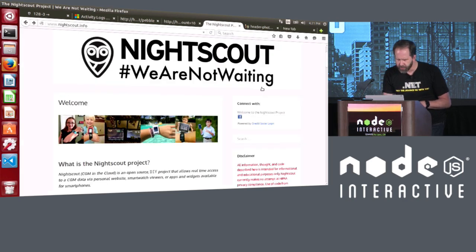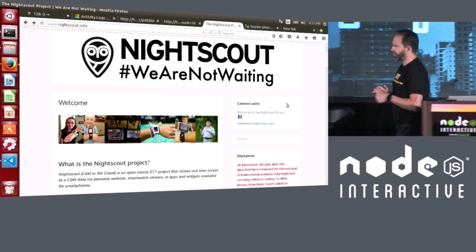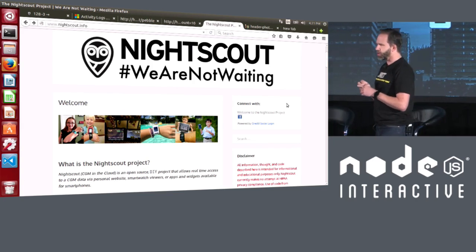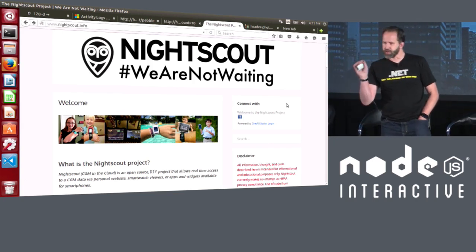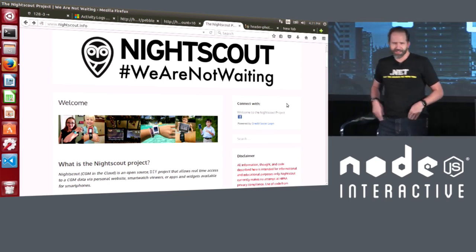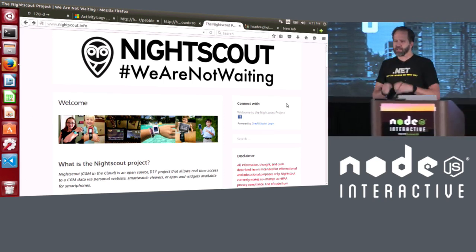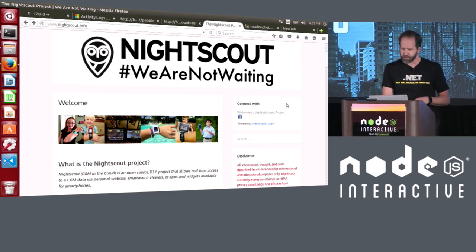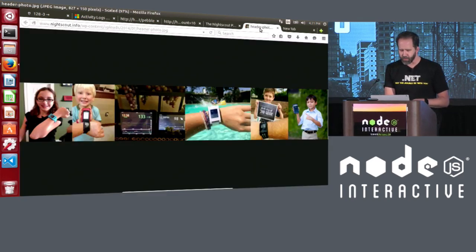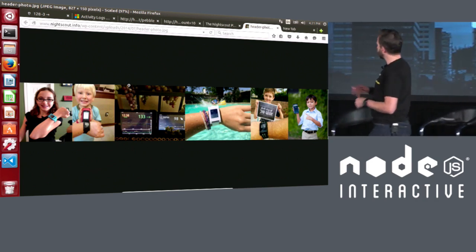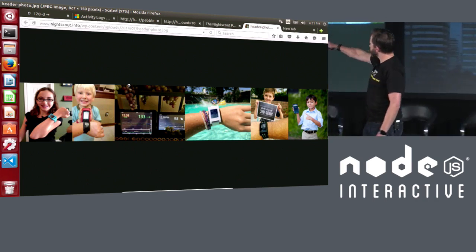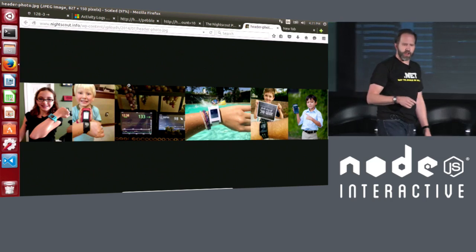And this project is called Night Scout. I am a tiny, tiny part of it. They have a really cool hashtag called We Are Not Waiting, because we are not waiting for the FDA to let us into our devices. We break into them ourselves. We've got lots of little embedded systems. So if you have embedded systems experience, you can actually help people like myself, but more importantly, little kids with diabetes talking to their Node systems on all of their devices so that their parents and their nurses and their families can see their blood sugar.